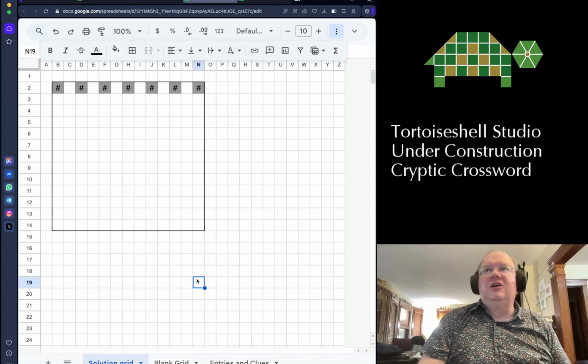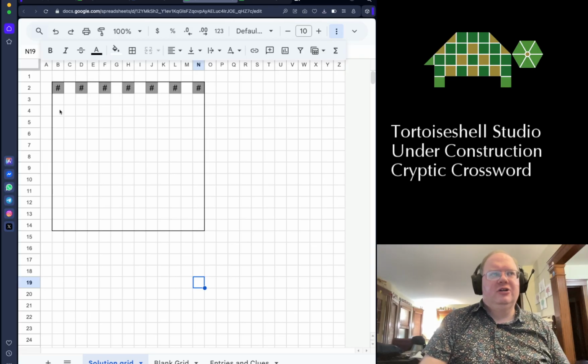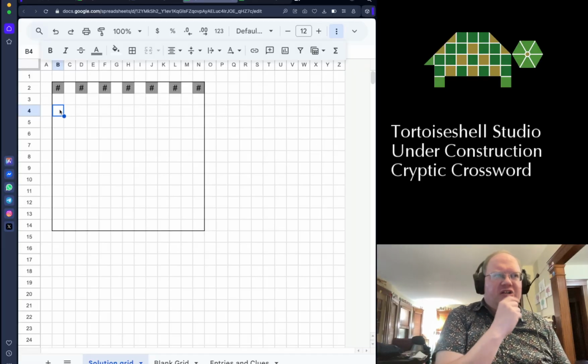It is 9 o'clock on a Tuesday, and I am ready to make another puzzle in front of you for your amusement. This week, I think I'm going to try to get back to making a cryptic crossword, although I was thinking that possibly I might try to make an A to Z cryptic.